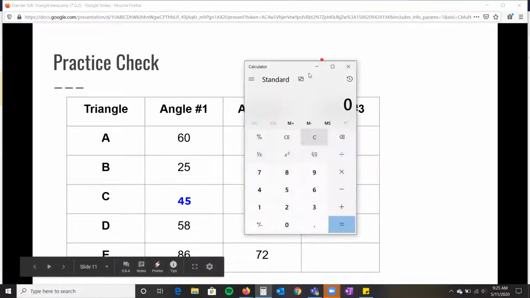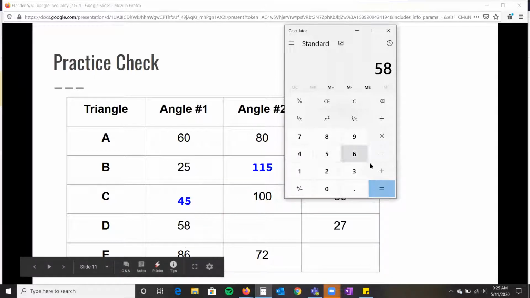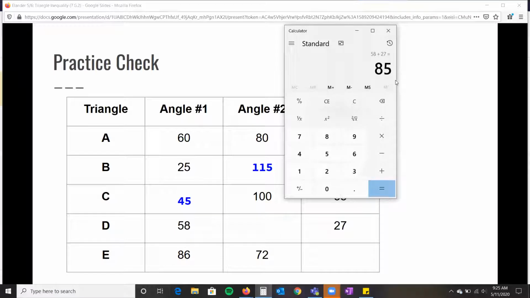Let's go ahead and check this. The only ways to really do it would be to say 58 plus 27, and then notice how many more it is to get to 180. So you could say 180 minus 85, and that's the leftover, the 95. Or you could say 180 degrees in a triangle minus 27 minus 58 equals, and again, that leftover is 95.